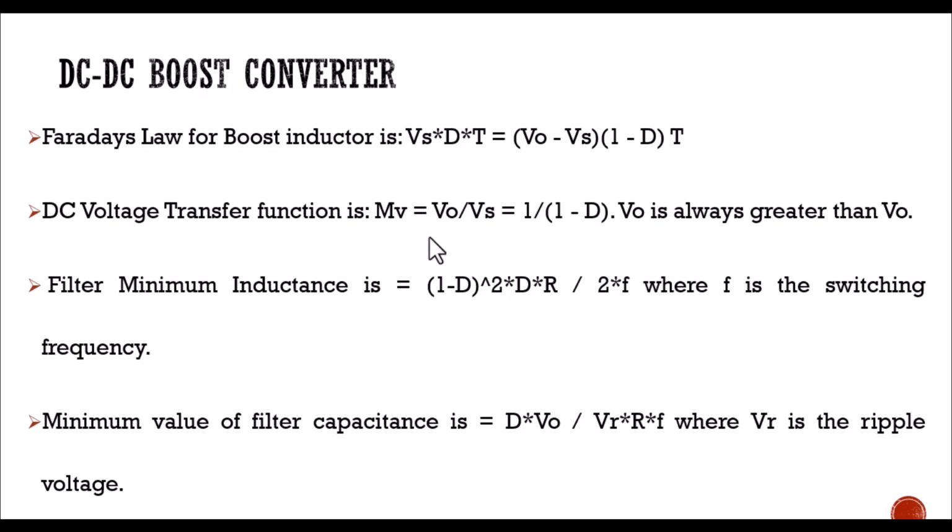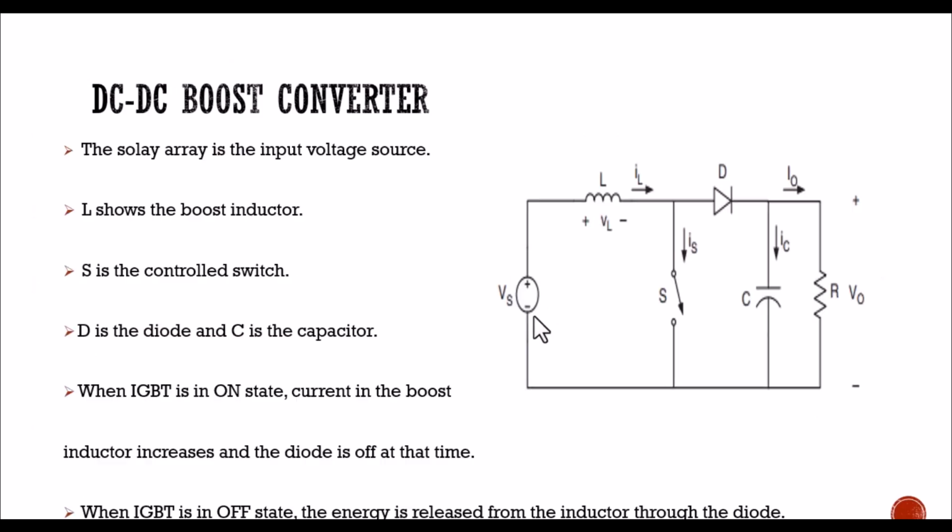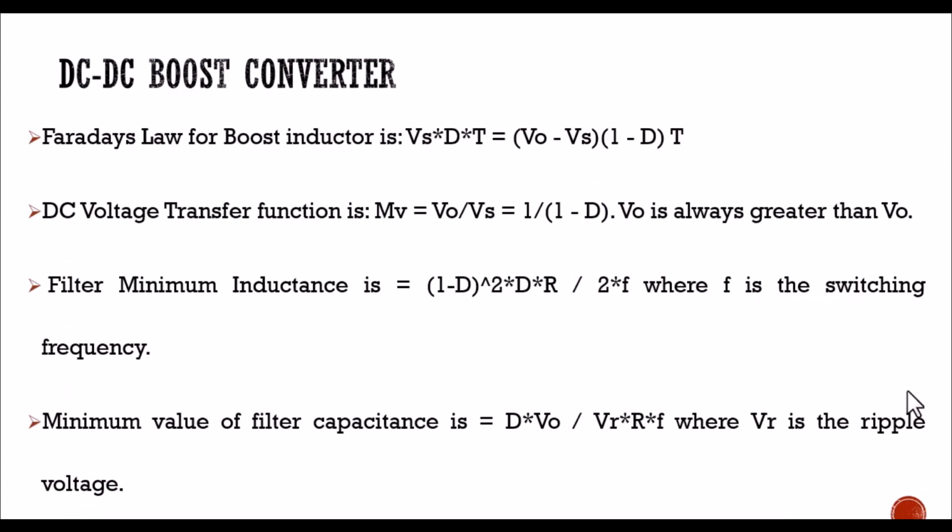The DC voltage transfer function is shown as M_V equals V naught divided by Vs. So V naught will be greater than Vs, since the DC to DC converter is behaving like a boost converter. V naught should be greater than Vs. The filter minimum inductance and the filter minimum capacitance values can be adjusted using these formulas, while R is showing the load or the batteries connected at the output.